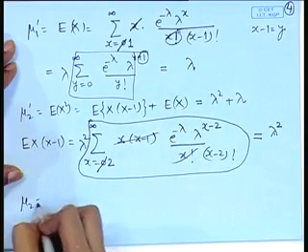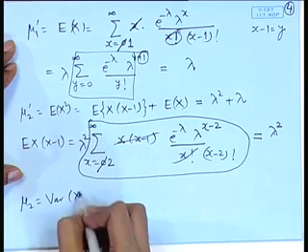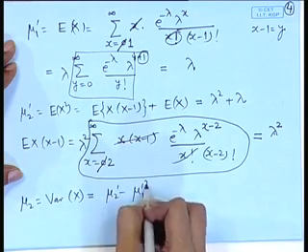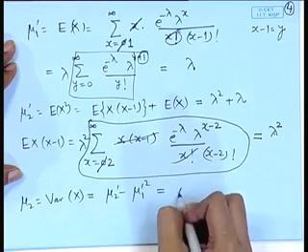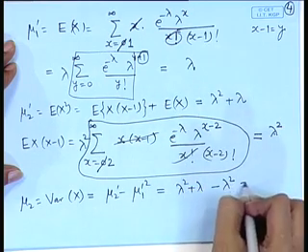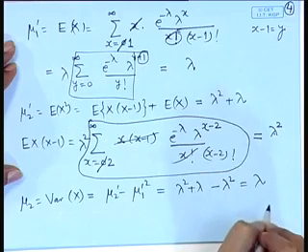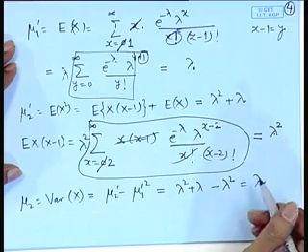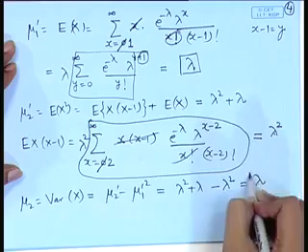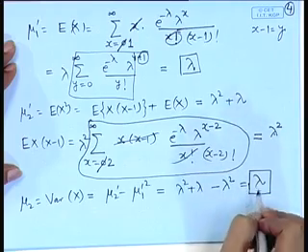Therefore, mu 2, that is variance of the Poisson distribution, becomes mu 2 prime minus mu 1 prime square, that is equal to lambda square plus lambda minus lambda square, which is equal to lambda. So, we come to a surprising looking result. Here mean was lambda and now the variance is also lambda. So, in a Poisson distribution, the rate is mean as well as it denotes the variance of the distribution.